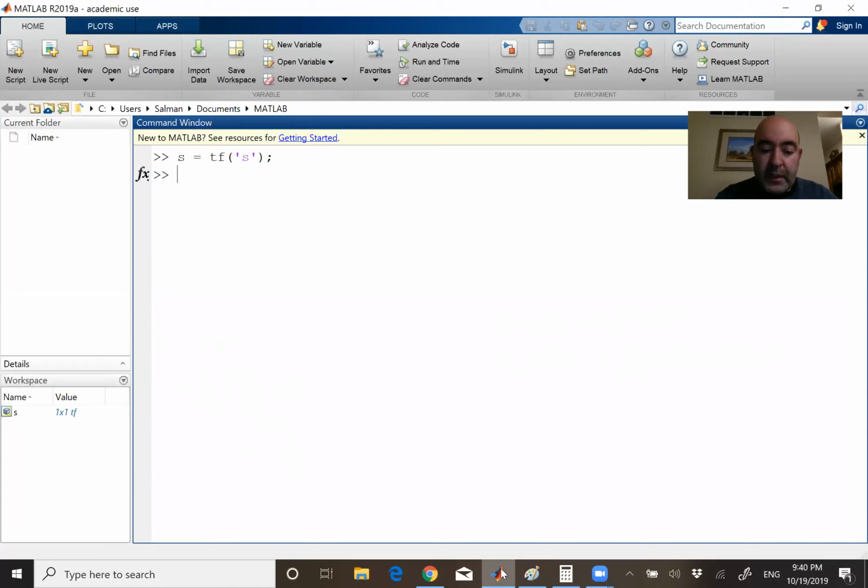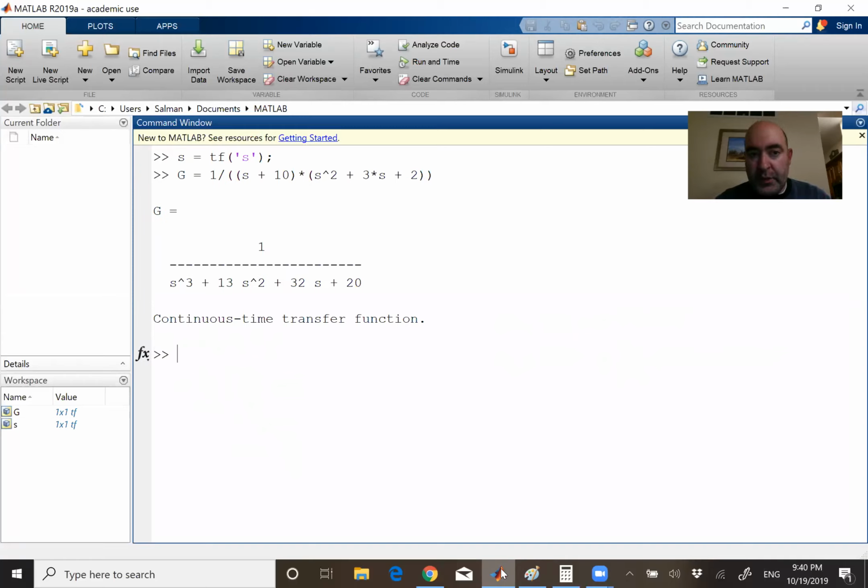So now I would say my G, which is the system, is 1 divided by S plus 10 times S squared plus 3 times S plus 2. So that's my feed-forward transfer function, which, as you can see, is a third-order system.